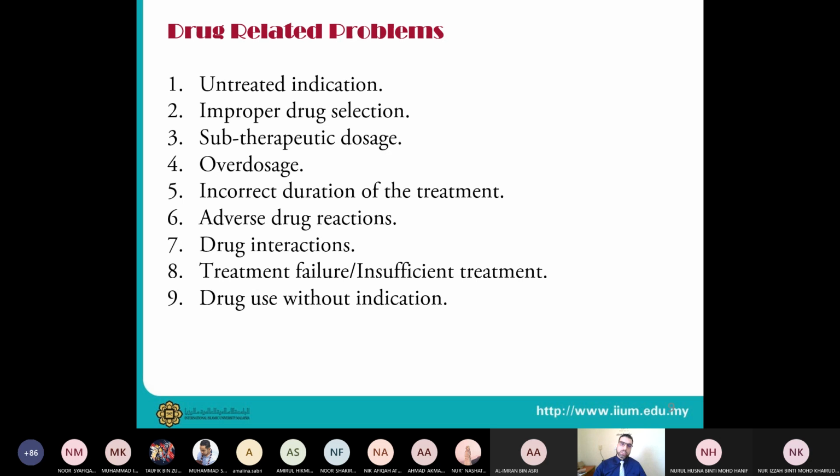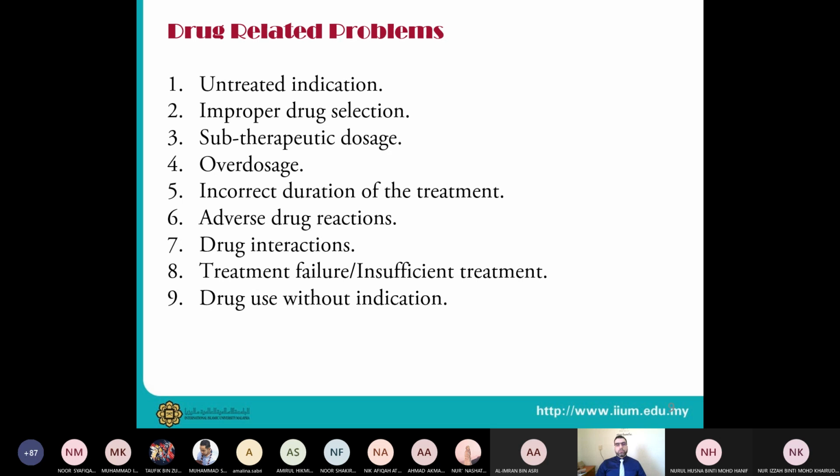We'll start with the first one, untreated indication. If the patient has a problem, let's say asthma, but is not on any medication, this is considered a drug-related problem. So don't get confused when we say drug-related problem. It does not mean that the patient should be on a medication. The patient has a condition which requires a medication, but this medication was not prescribed, so it is considered a drug-related problem.